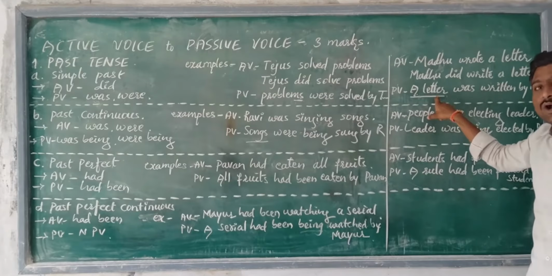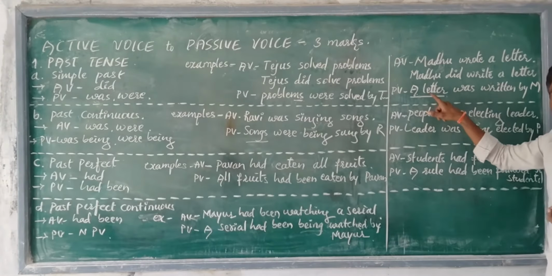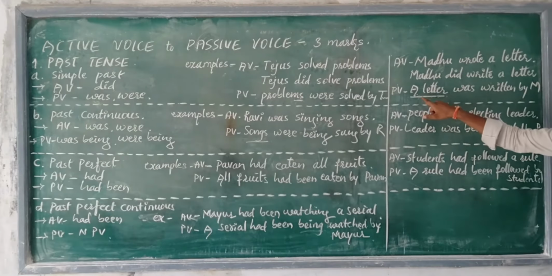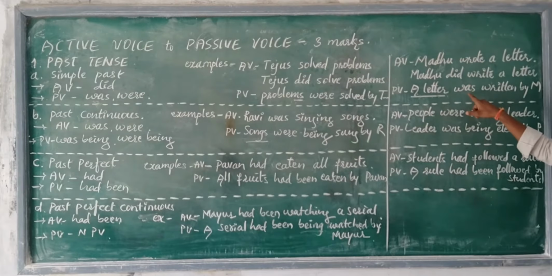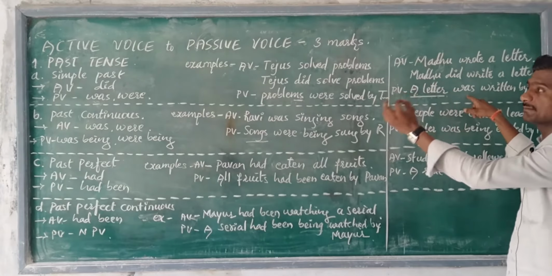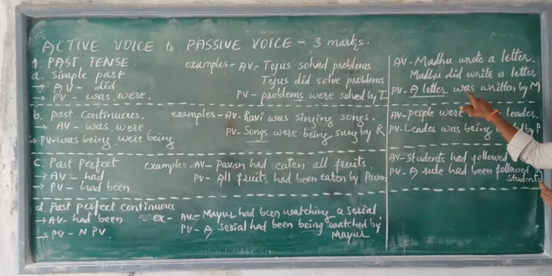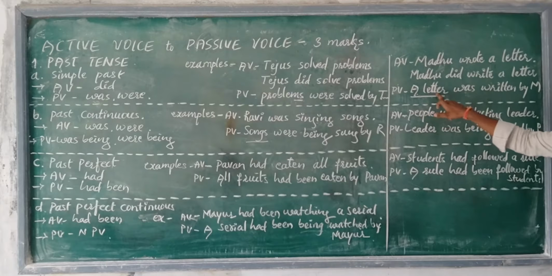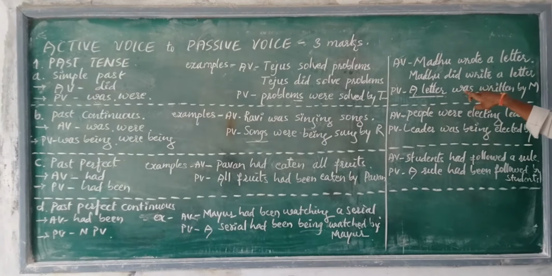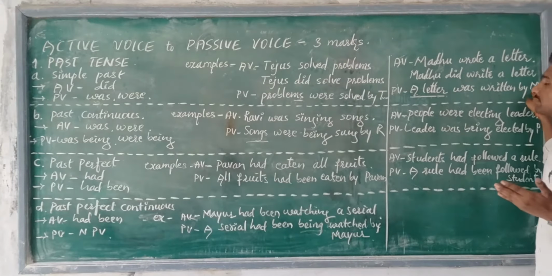What is the quantity of the noun here? The quantity of the noun is singular. When it is singular, it takes the help of a singular helping verb. In simple past tense, that is was. A letter was. See here, after the helping verb, we should use the verb 3 form of this verb. Here is write and here is written. Remember, my dear students, a letter was written by Madhu. This is the second statement shifting from active voice to passive voice.